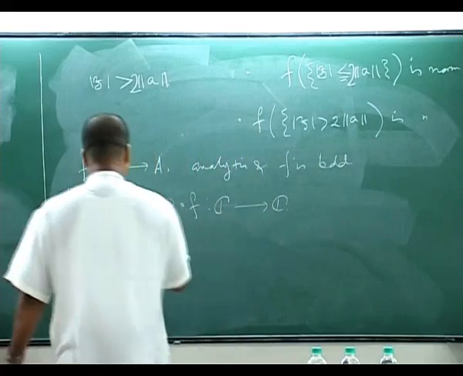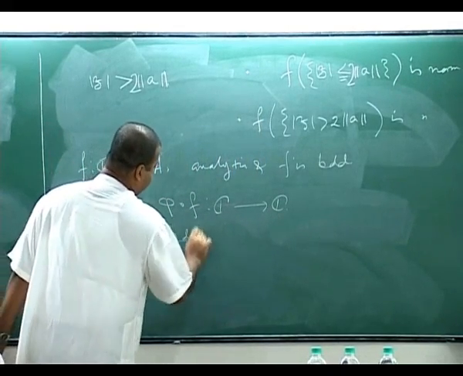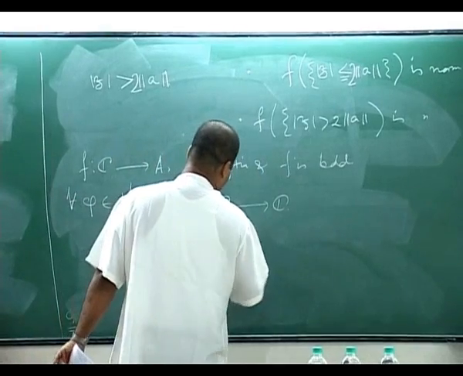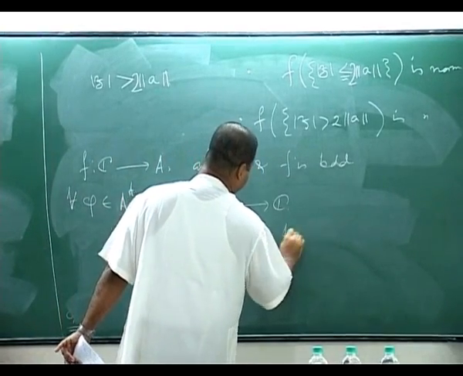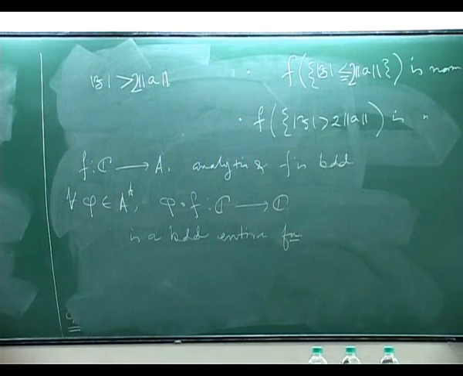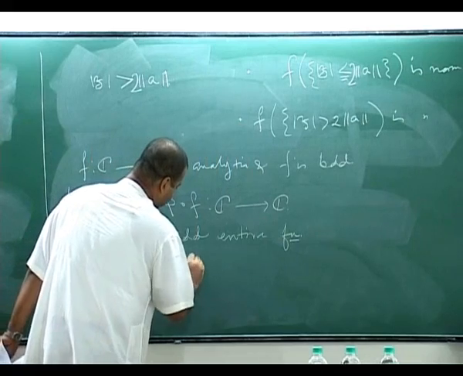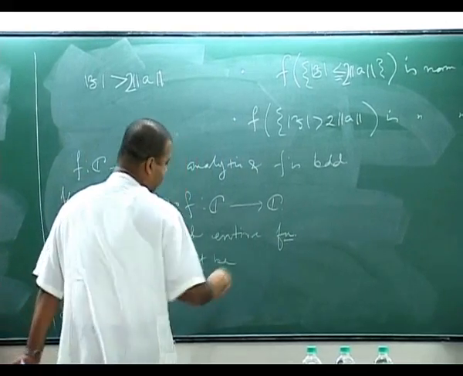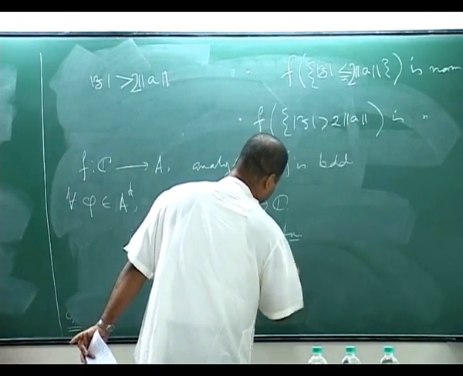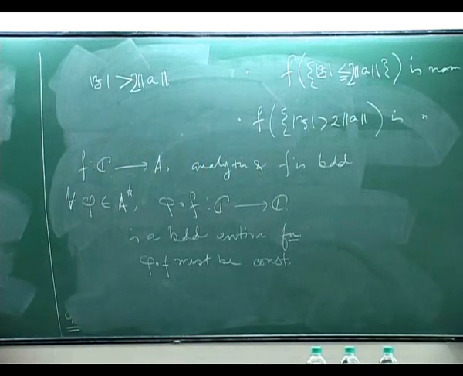Because of this condition, this is a bounded entire function. So, phi compose f must be constant, and what is the value of this constant?